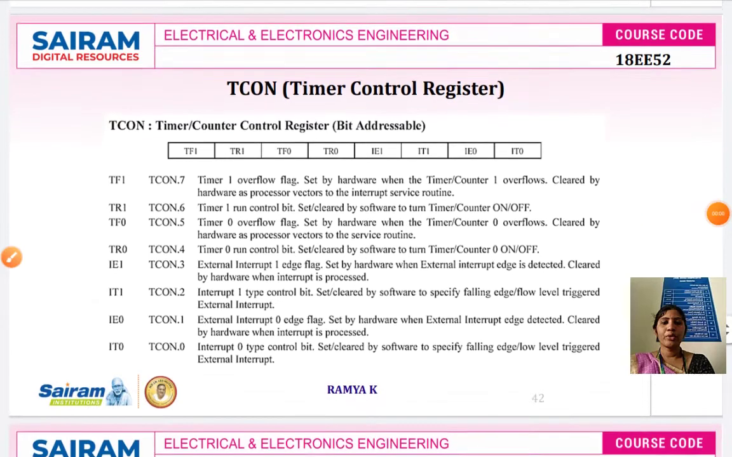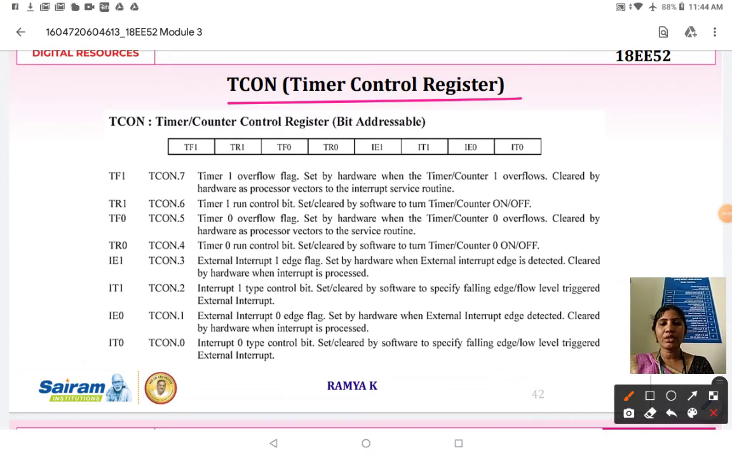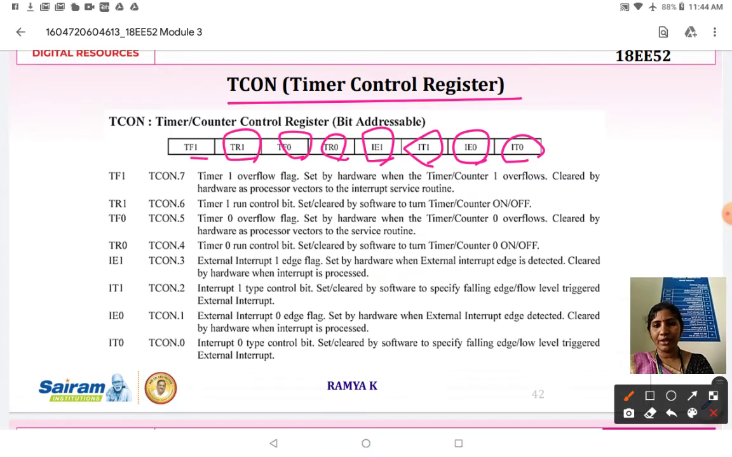Morning students, in today's class we are going to see TCON, that is the timer control register. It is an 8-bit register: IT0, IE0, IT1, IE1, TR0, TF0, TR1, TF1. It is going to handle your interrupt as well as your timer control signals. TF1 is nothing but the timer 1 overflow flag.